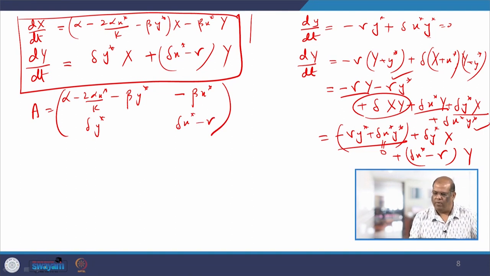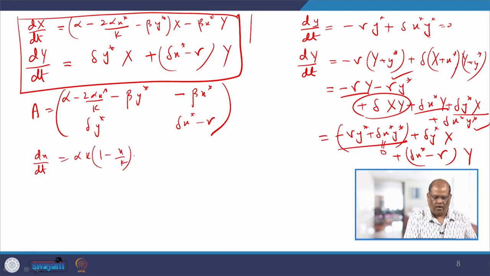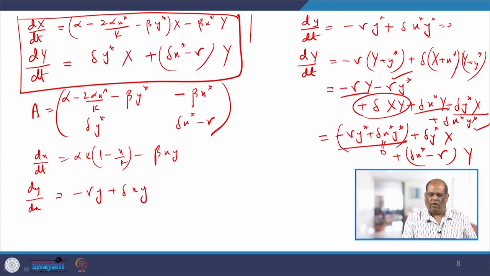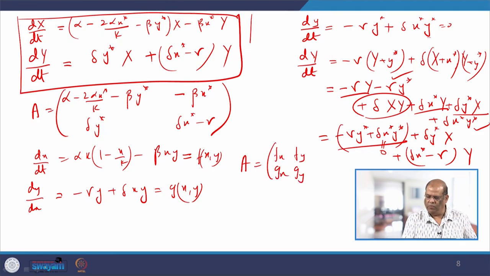Now, what I am trying to show you here is that we have the original equation dx dt is equal to alpha x into 1 minus x by k, minus beta x y, and dy dt is equal to minus gamma y plus delta x y. And our previously derived formula says that you take this to be some f x y, this to be some g x y, and our matrix A will be f x, f y, g x and g y at the point x star y star.